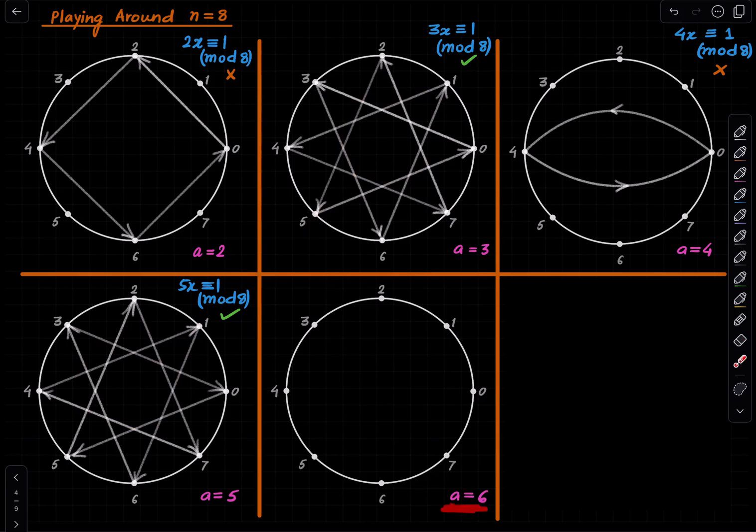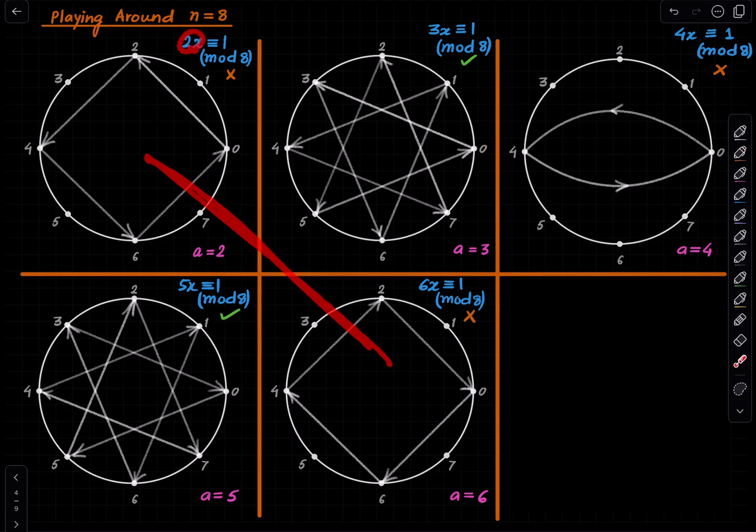Not lastly, but at least let's do this. A is equal to 6. Let me just draw it out, and I encourage you to maybe pause the video and draw these for yourselves. So you start with 6. Then you go to 4. Then 2. 0, and then back to 6. No solution, because you never reach 1. Very similar trajectory to the one with 2. What's going on here?